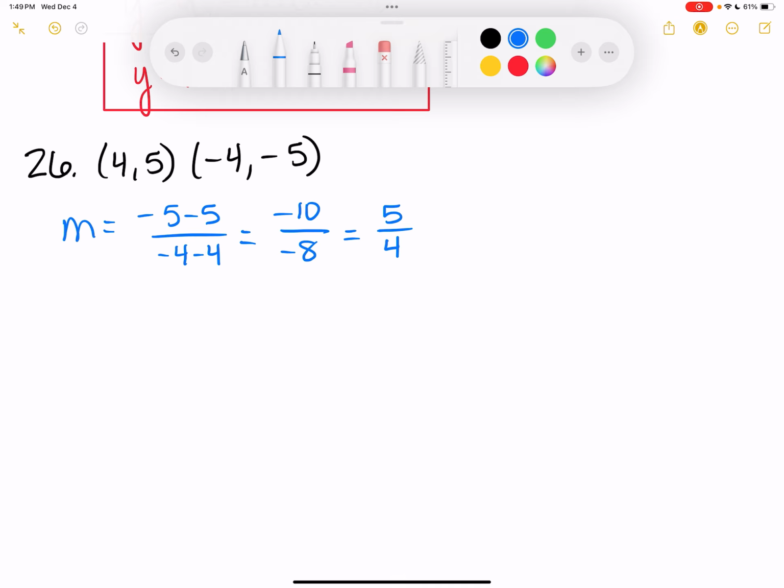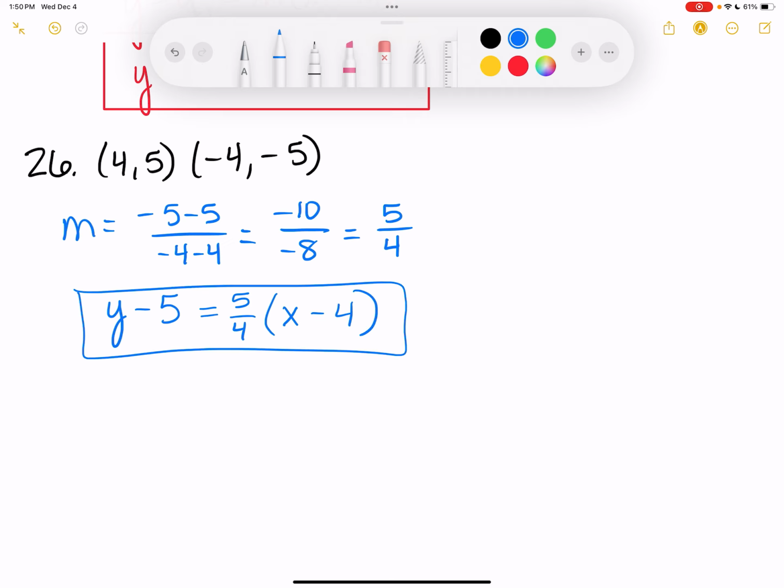Which point do y'all want to use this time? First or second? Let's do the first one. All right, so tell me what to write then for point slope form. You can just do it with numbers. You don't have to do it with letters this time. Y minus 5 equals 5 over 4 times x minus 4. Yep. Y minus 5 equals 5 over 4 times x minus 4. If you are not answering my question, you should not be talking. Do you have a question? No. Okay.